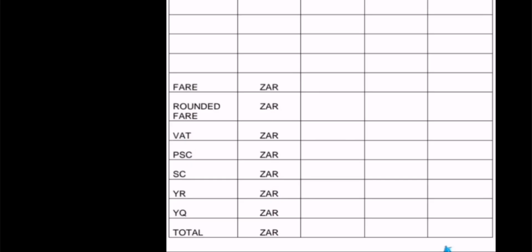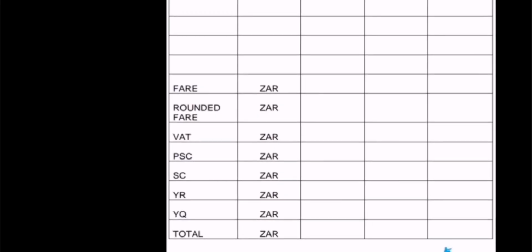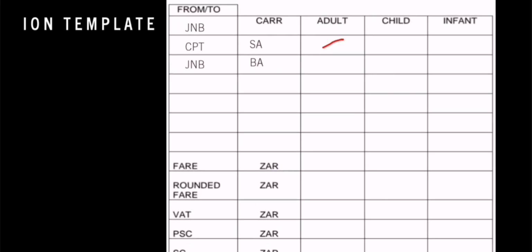Then you have your SC tax, which is charged per departure. In as much as we are charging the previous one for the departure from each city, in this one you're going to be charging per departure. So you're not going to be charging per city, you're going to be charging per departure, and it is the same amount for all departures, which is 6 rand. So if you have 2 departures, you will simply say 6 rand times 2 departures, and then you identify your departures.